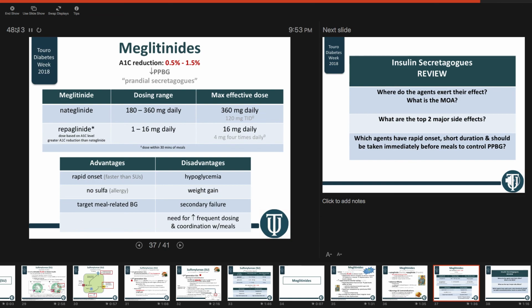For meglitinide, you might see as high as a 1.5% A1C reduction. And again, meglitinide would specifically target postprandial blood glucose. In terms of dosing, we will have to dose meglitinide 3 times or 4 times a day, depending on the medication that you use.